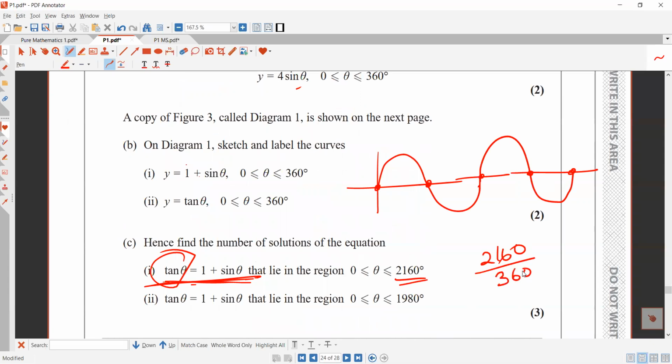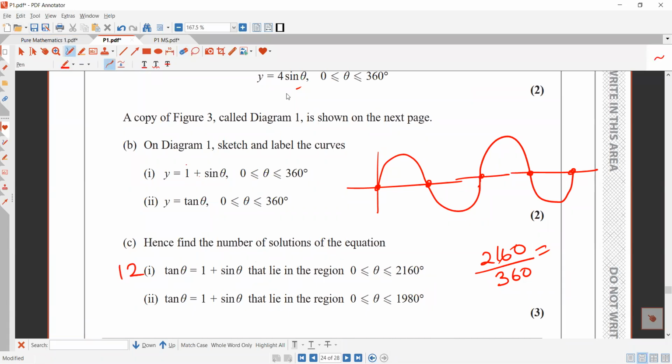In 2160 divided by 360, how many times will your graph be repeated? 6 times. So each time it gets repeated, you're getting 2 solutions. So in 6 times, how many solutions will you get? 12. So the first answer is 12 solutions.